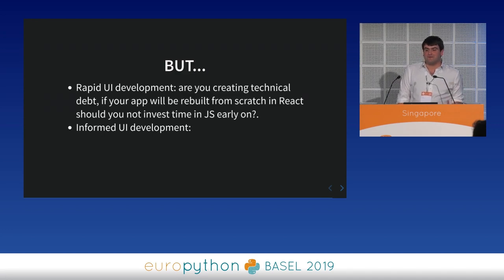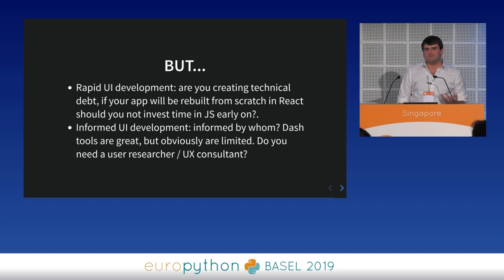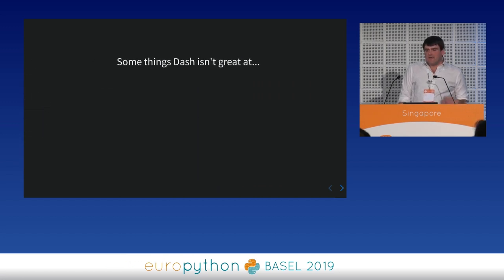You've got to ask yourself, are you creating a technical debt? If your app's going to be built in JavaScript eventually, why are you doing a proof of concept in pure Python? Is it not better to invest early in JavaScript within your team? And there's also that point where, yes, it's UI development that's been informed by maybe your data scientist or the person leading your project, but are they the right person to do that? Is using Dash the right framework to go about trying that? Surely, maybe you should start with a user researcher or a UX consultant to start building a production application. So these are all questions that you have to ask if you want to create your own Dash app.